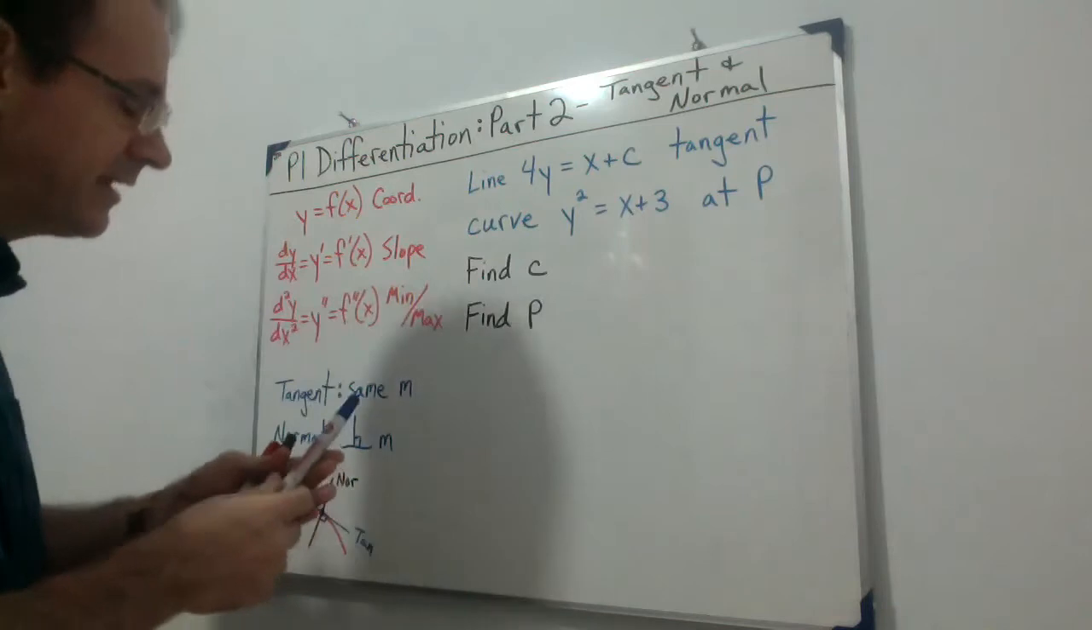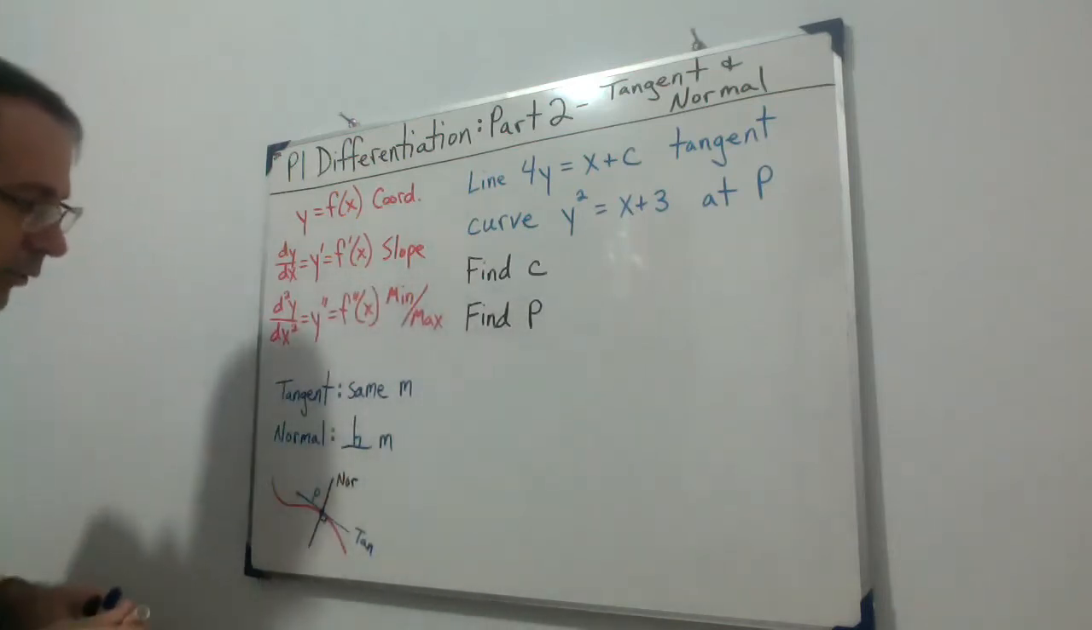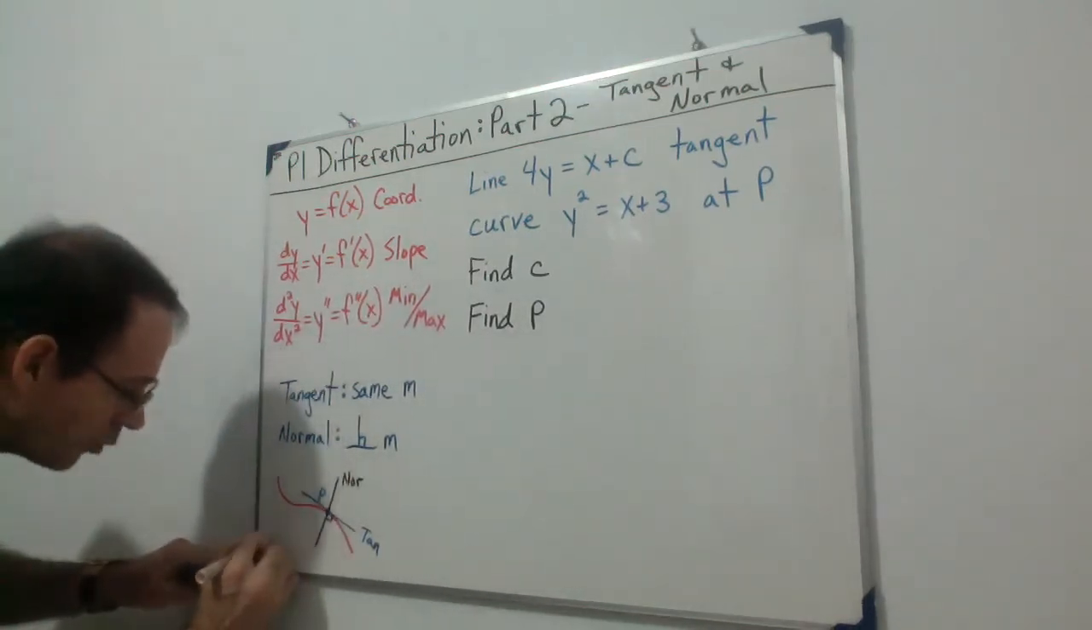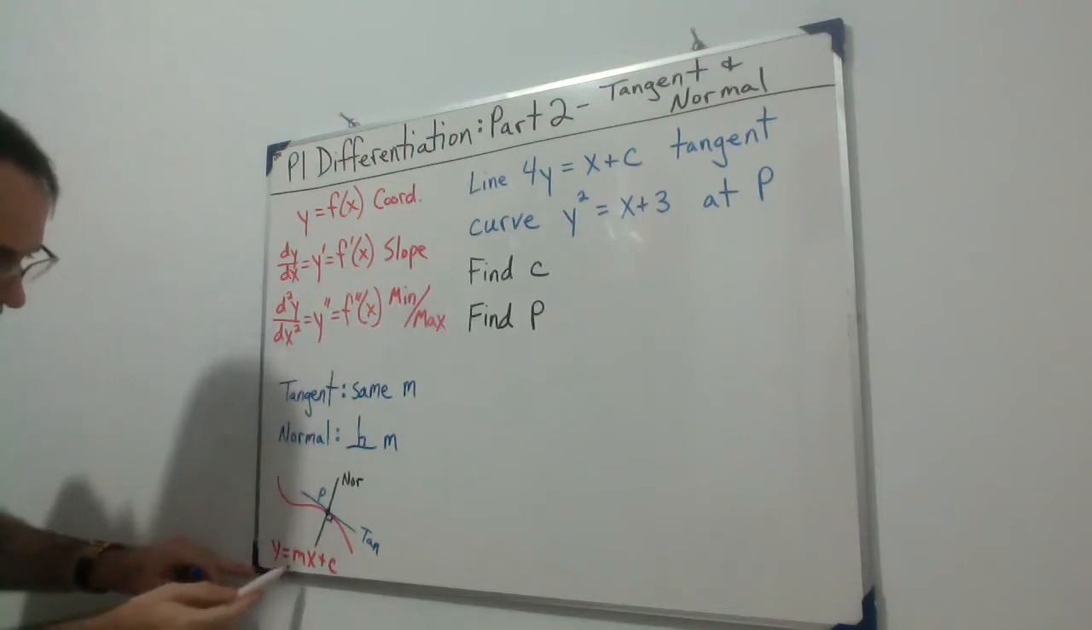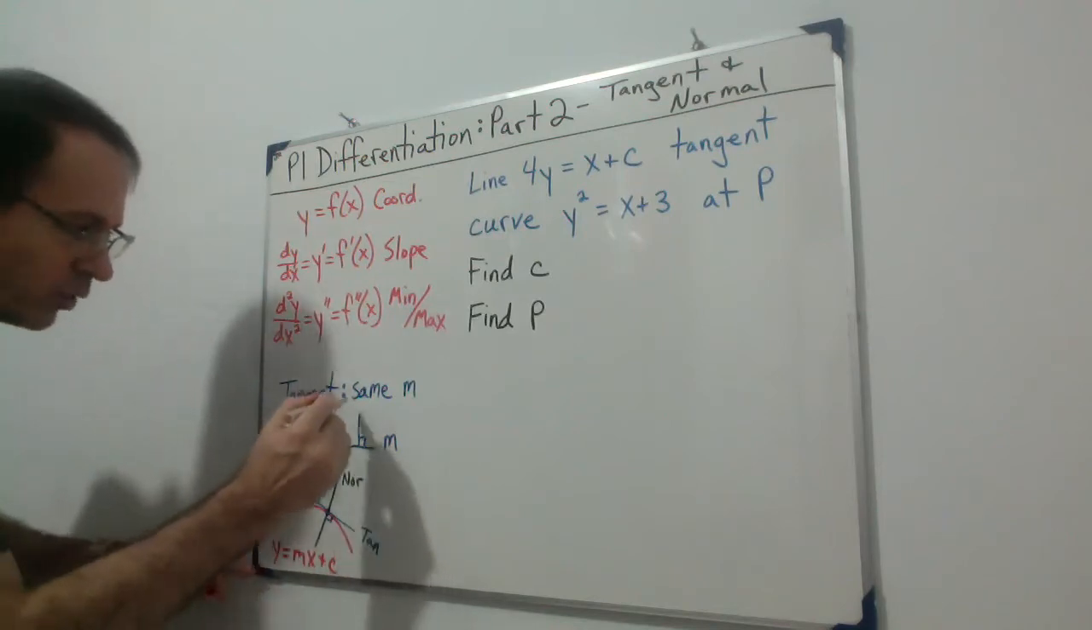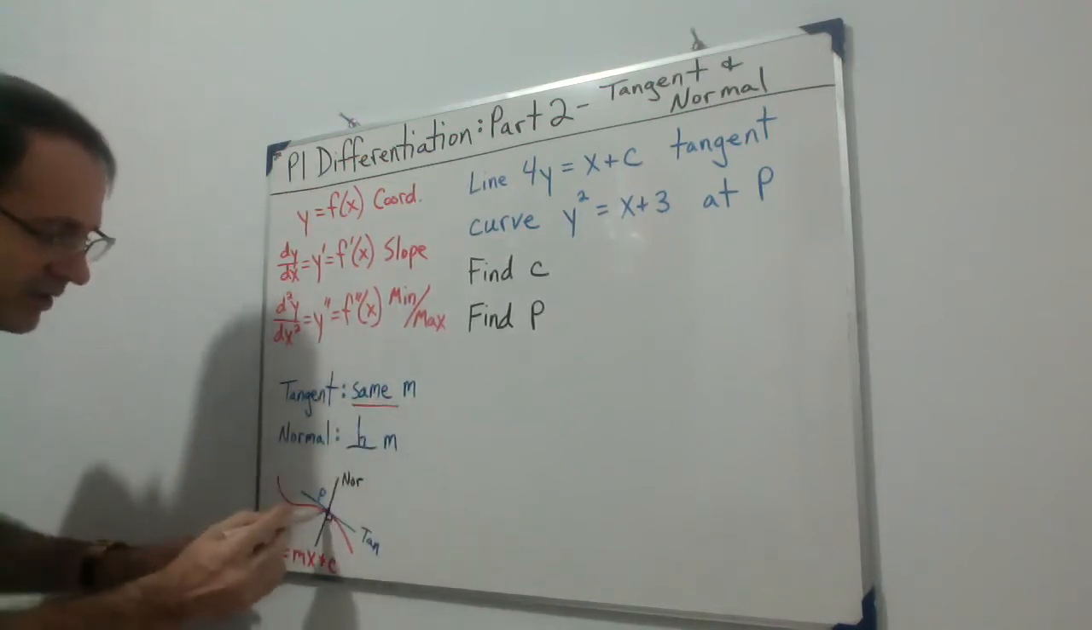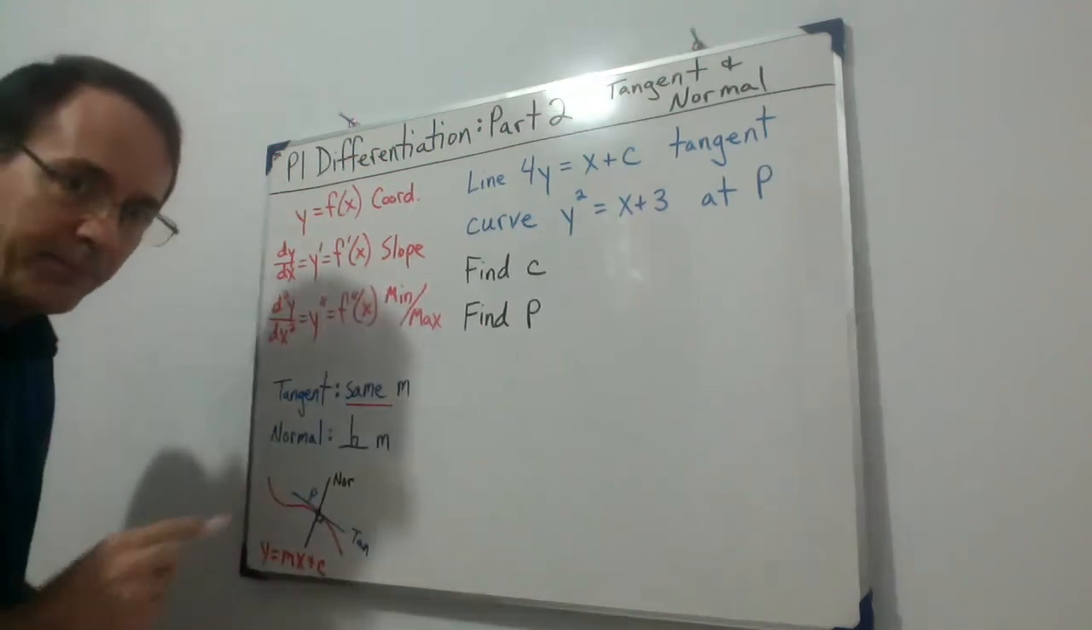So instead of talking about the slope at a point only on the curve, we're now talking about the slope of the line that is tangent to and touching that same point. Since we're dealing with a line, we're now thinking in the y equals mx plus c mode. The slope of that tangent line will be the same as the slope of the curve at point P.